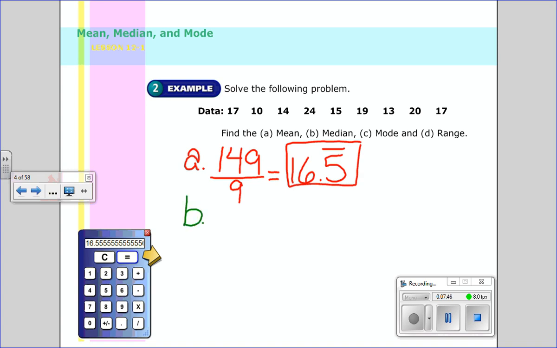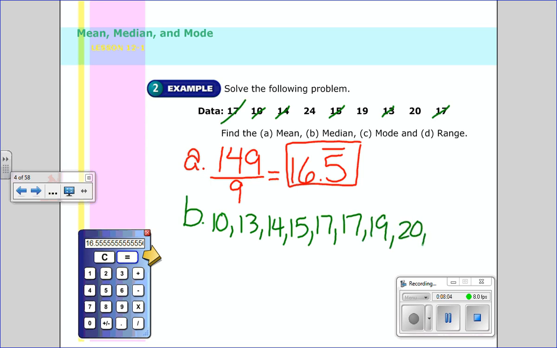And then for B, well, median, so I have to list them in order from least to greatest. So I have a 10, a 13, a 14, a 15, a 17, 17, 19, 20, 24. There we go. So here I listed them in order first, and now I have to find the middle number. Sometimes you can just find it, otherwise it sometimes helps to cross them out as you go. Our median here is 17.